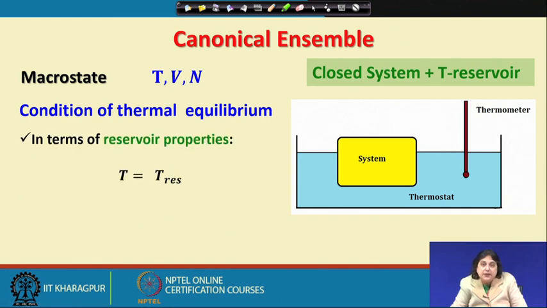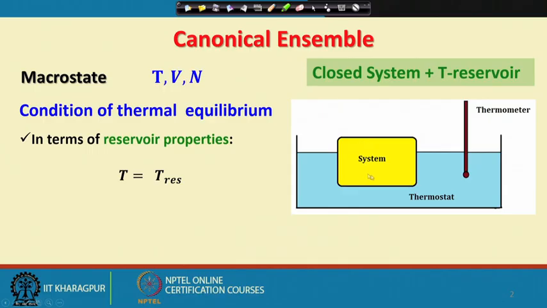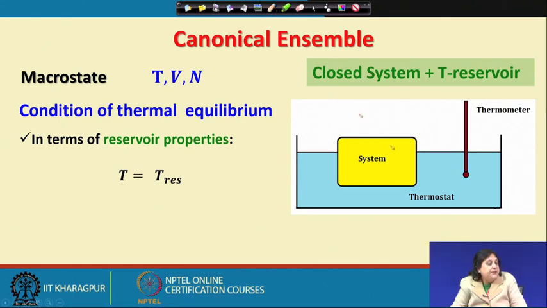Now, of course, we already have seen the condition of thermal equilibrium, and in terms of reservoir properties, the condition is that the temperature of the system is equal to the temperature of the reservoir. Therefore, the temperature of this yellow box is going to be the same as the temperature of this blue region. That is the measurable condition which involves the reservoir property to establish thermal equilibrium.